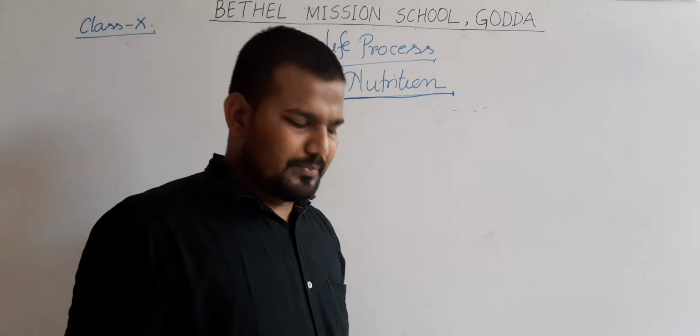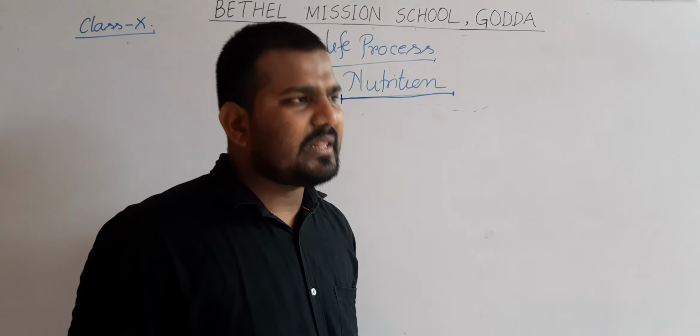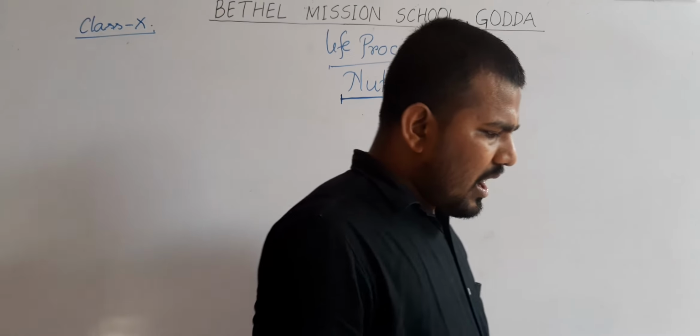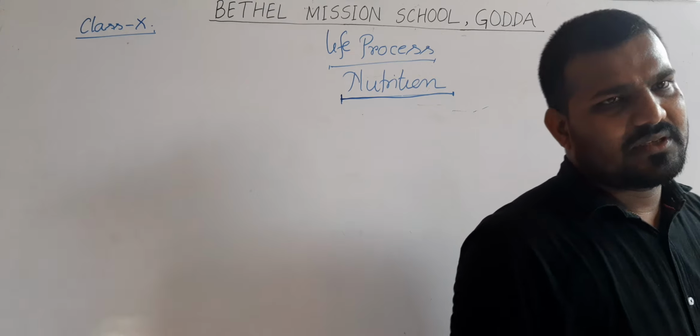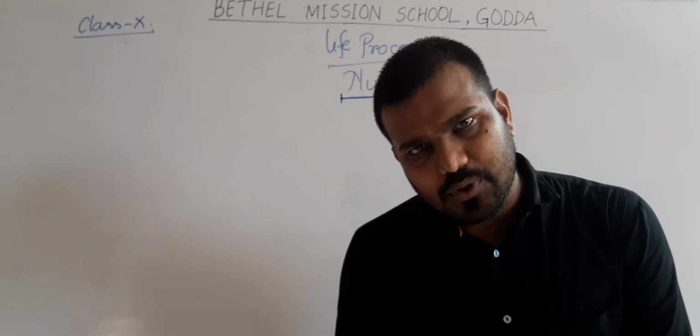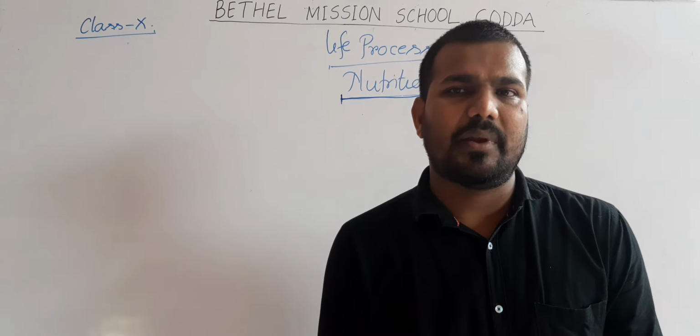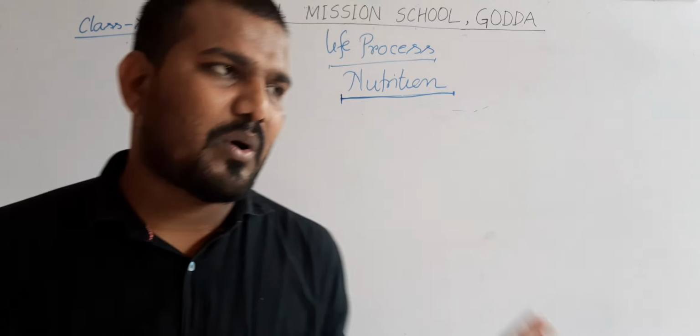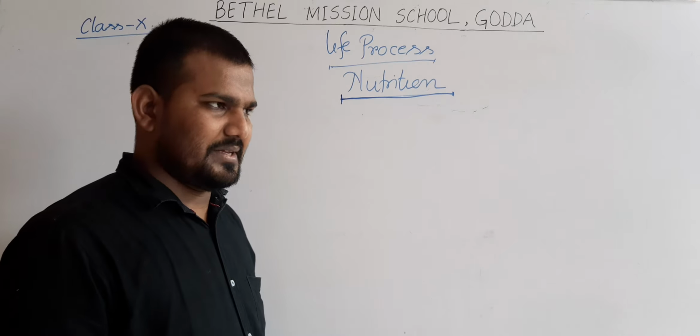The third one is to repair the damage due to injury or something, where our body parts may be damaged. Now, in the damaged portion, cell division takes place, and to perform the cell division, energy is required that is provided by the nutrient substances.